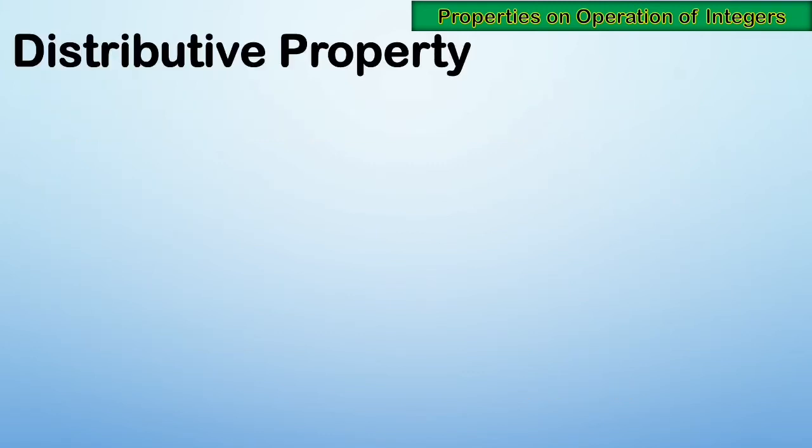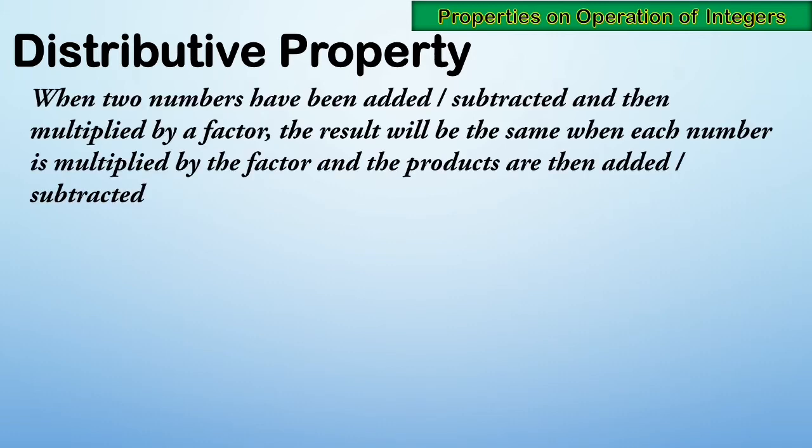Okay. Next one is the distributive property. When two numbers have been added or subtracted and then multiplied by a factor, the result will be the same when each number is multiplied by the factor and the products are then added or subtracted. Okay. Example, A times (B plus C) is equal to AB plus AC. Okay? Or A times (B minus C) is equal to AB minus AC.